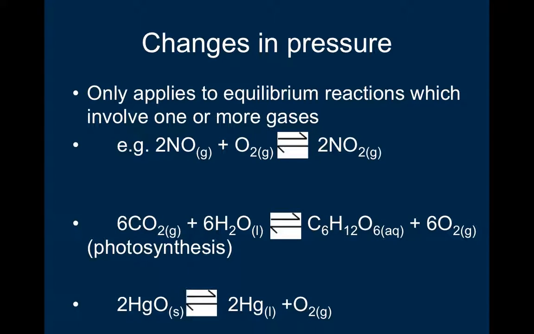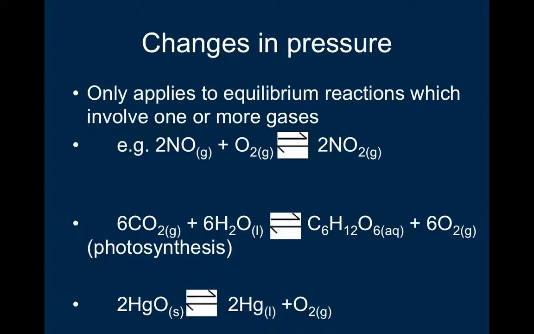Now, when we talk about changes in pressure, we're talking about changes in gas pressure. So gases are what we really need to look out for in our equations. So if we're discussing the first example, then you've got 2 moles of nitrogen monoxide and 1 mole of oxygen forming 2 moles of nitrogen dioxide. They're all gases, so they're all relevant.